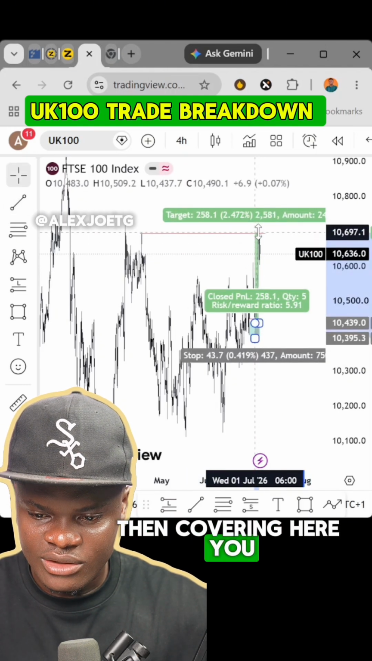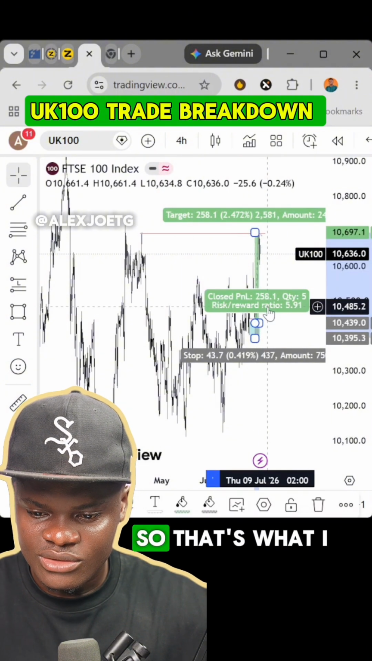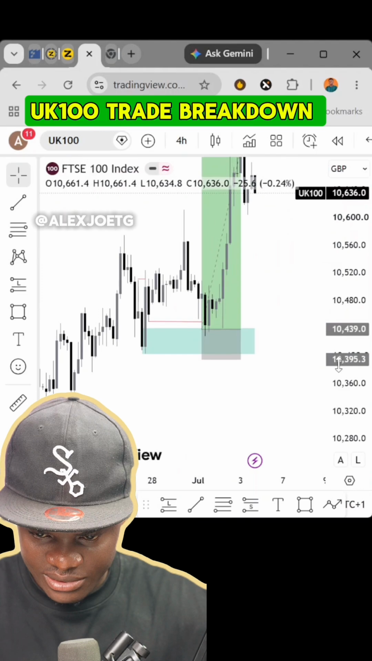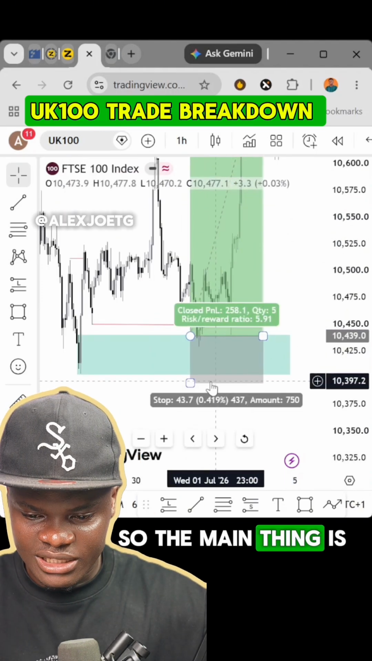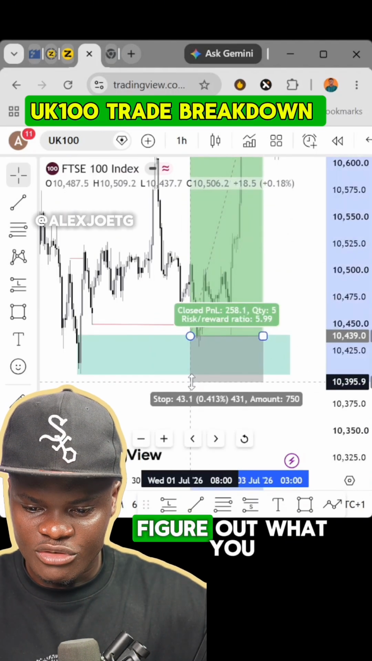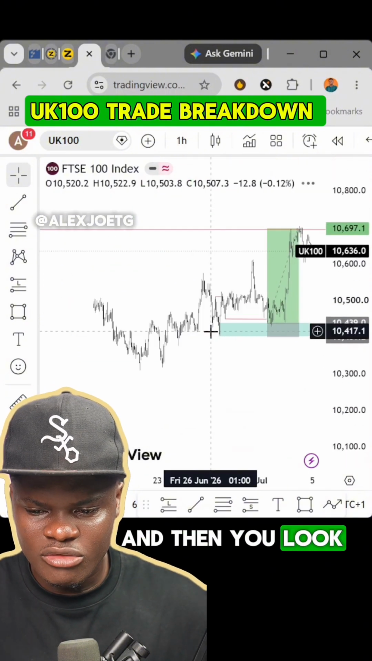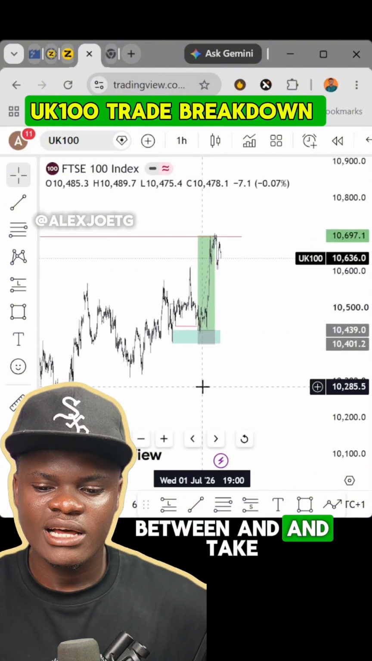Then covering here, you can do like 1 to 6 RR. So that's what I did on the trade, around 1 to 6. You understand? So the main thing is, if you're able to figure out what you want to achieve, where the market is going, and then you look for an entry in between and take it from there.